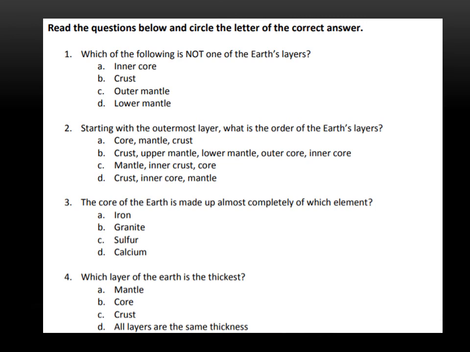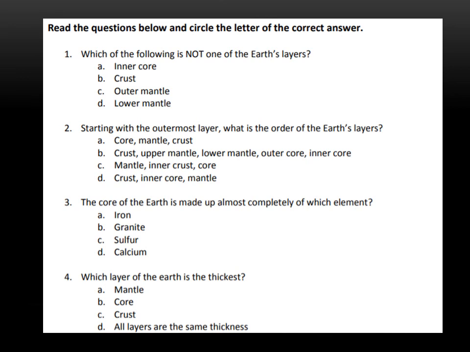Okay, the second one is: starting with the outermost layer, what is the order of the Earth's layers? The outermost layer, you know, is the crust. So if you start with the crust, what will be the order? It will be the core, mantle, crust, or the crust, upper mantle, lower mantle, outer core, inner core, or the mantle, inner crust, core, or the crust, inner core, mantle.